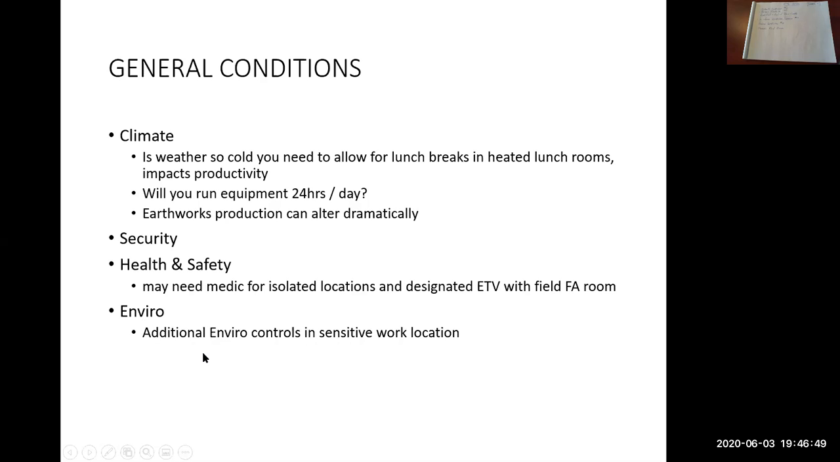So environmental. You may need additional environmental controls in sensitive work locations. If you're working, you know, next to a creek, that type of thing. Doesn't have to be remote. I mean, you could be working in a sensitive environmental location in the middle of the city. That's possible.